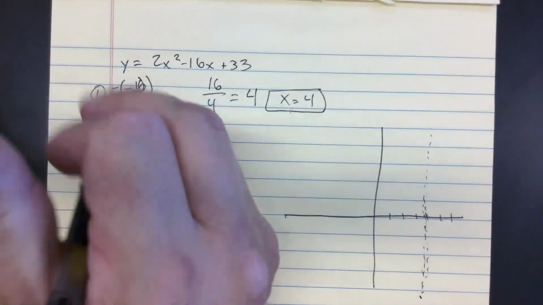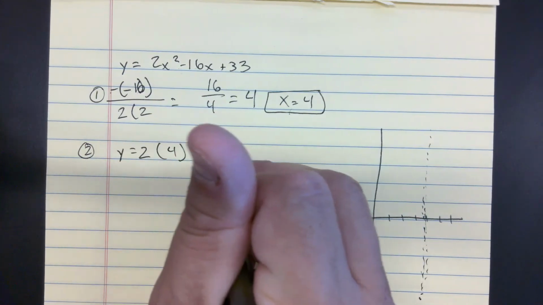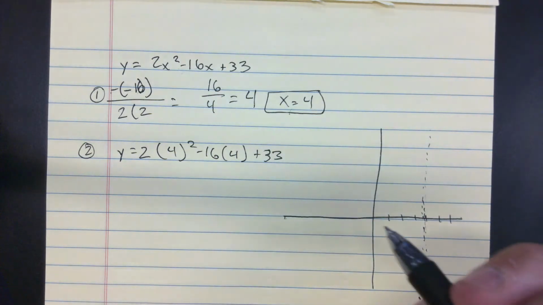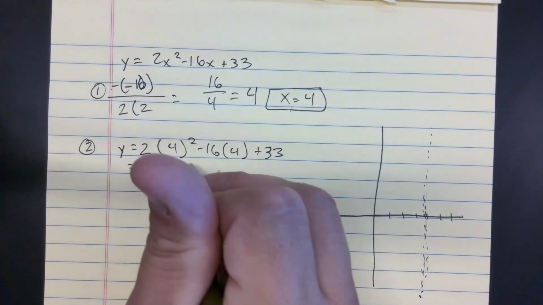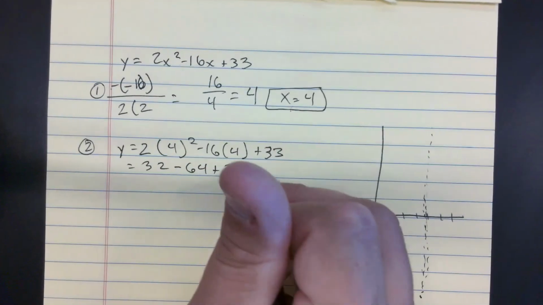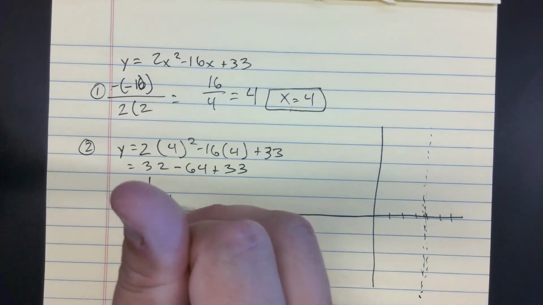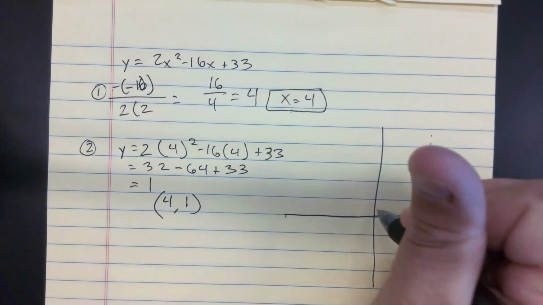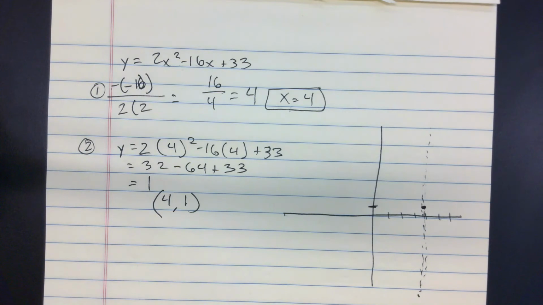We're going to plug this back in to get the y coordinate. What does step number 2 get us? What's it called? The vertex. And the vertex is extremely important, right? So we have 2 times 16, which is 32, minus 64 plus 33. Is that 1? Nice. So our vertex is always written as an ordered pair, and that's our first point on our graph. It's 4 and 1. So right there, that's our vertex. That's a pivotal point. You screw up your vertex, you just screwed up your entire graph.